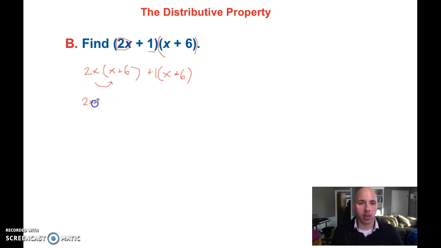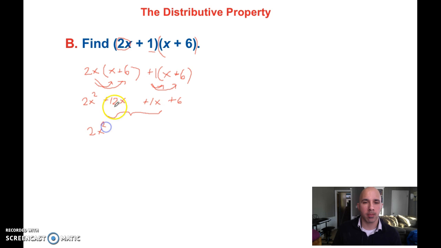2x times x is x squared. And you have 2x times 6 is positive 12x. And then we're going to work this side. 1 times x is positive 1x. And then a positive 1 and a positive 6 is a positive 6. And you want to go ahead and combine like terms here as well. All right, so there's nothing with the x squares. 12 plus 1 is 13. And then the plus 6.